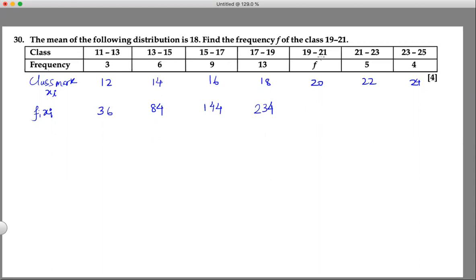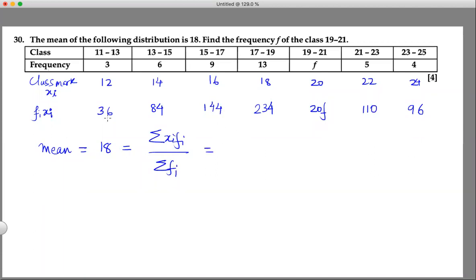234, and this is 20f, this is 110. Okay. Now we just have to sum all of these and divide it by the sum of frequency. So mean is equal to 18, which is equal to summation xi by summation f.